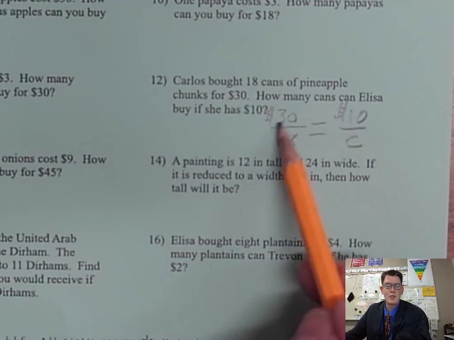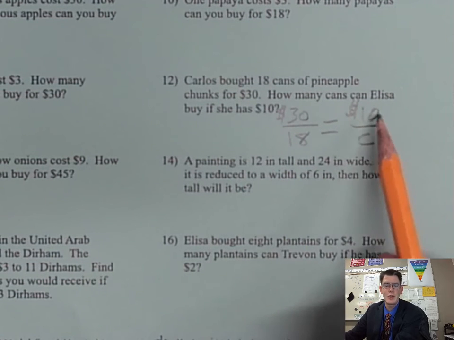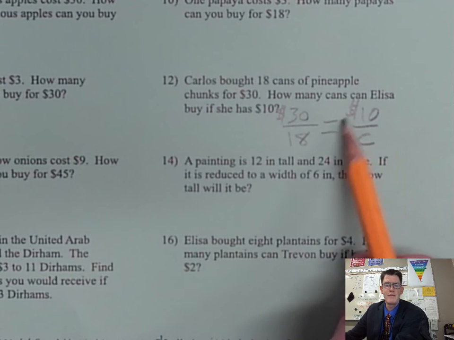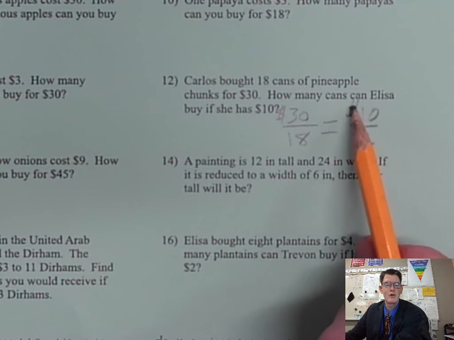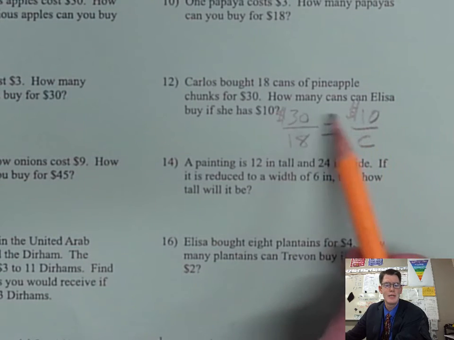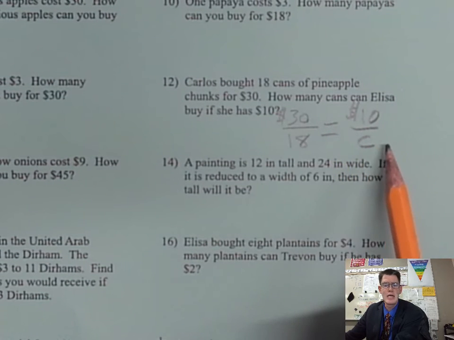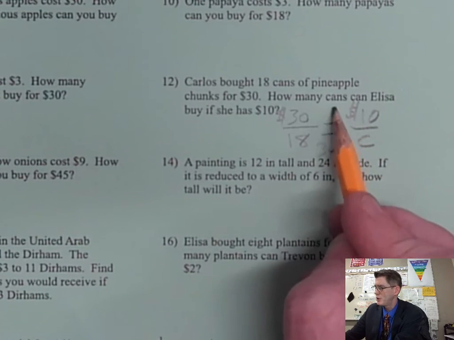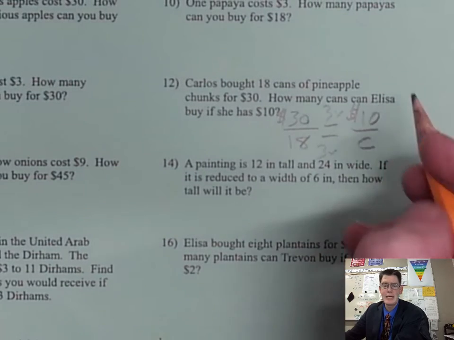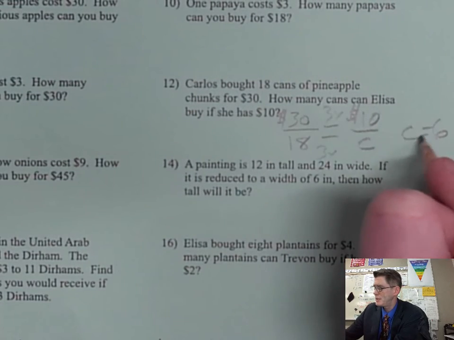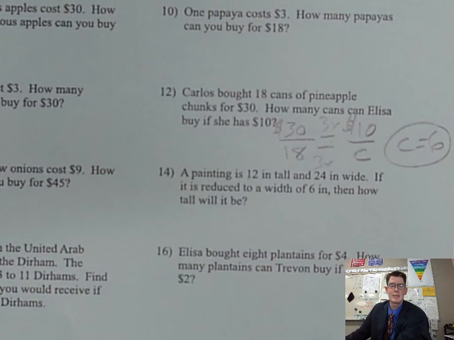Then once you've written out the proportion, you can look for a way to solve it. Cross multiplying would give you 180. So 30 times that. Or you can go straight across: 10 times something is 30. That's 10 times 3. So what do you multiply by 3 to get 18? That would be 6. So C is 6.